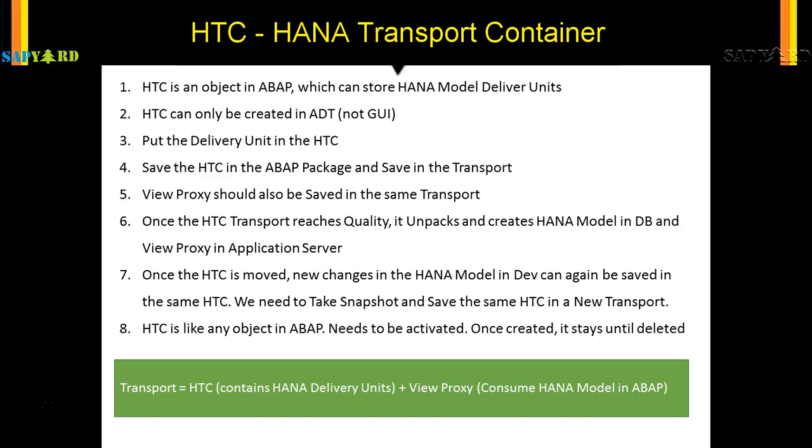So the transport which is holding the HTC and the view proxy will have the HTC which contains HANA delivery units, and it will also have the view proxy which consumes the HANA model in the ABAP layer, and they are moved together, so you do not have any synchronization issues or any dependency issues. And the point to remember is you need to create HTC only and only in ADT. You cannot do it in GUI.